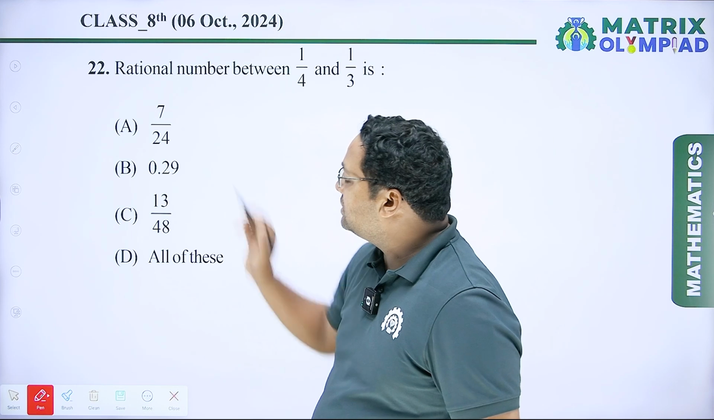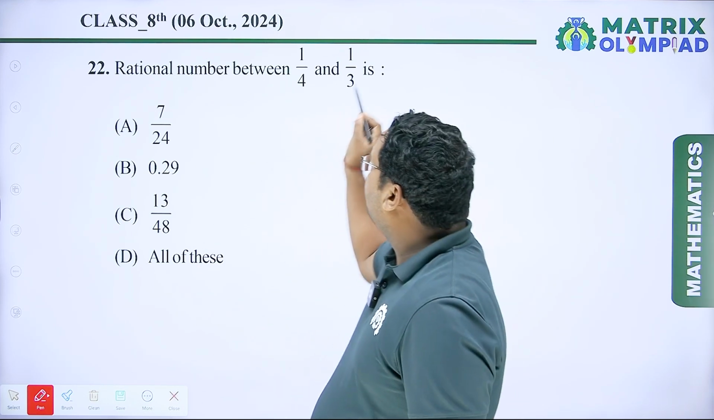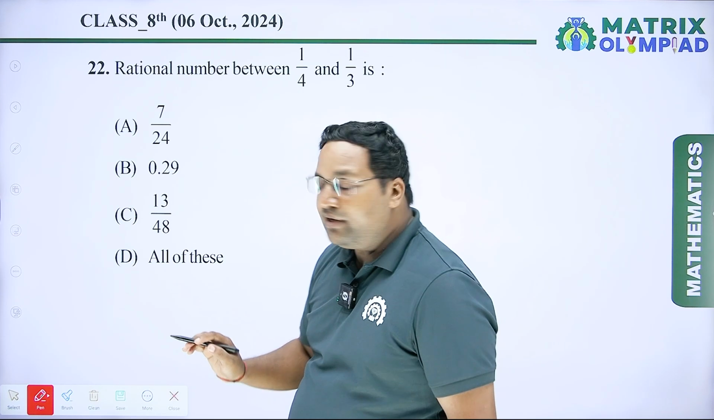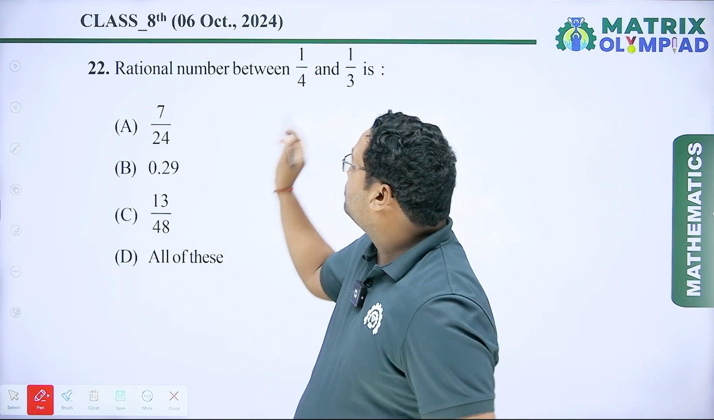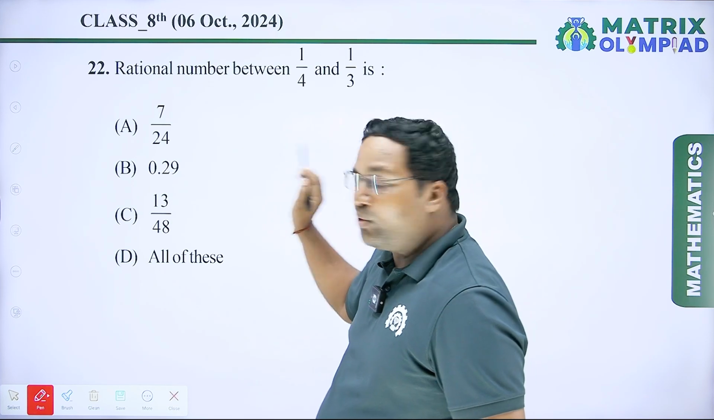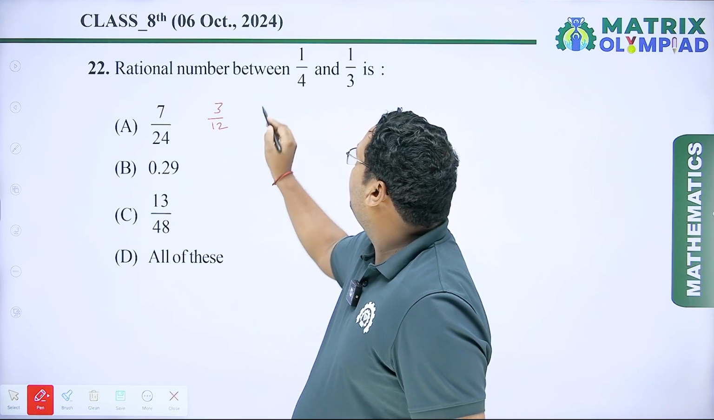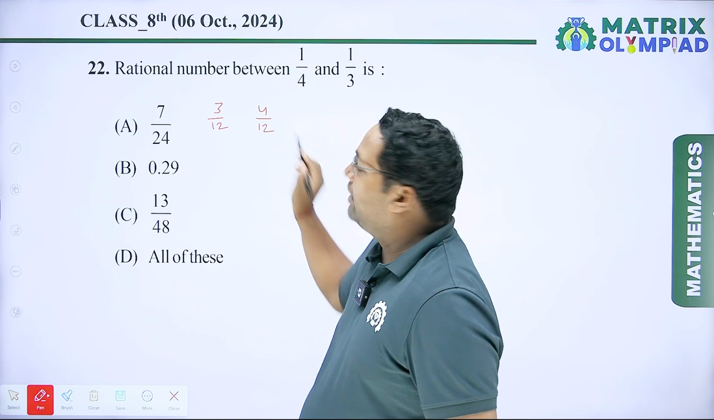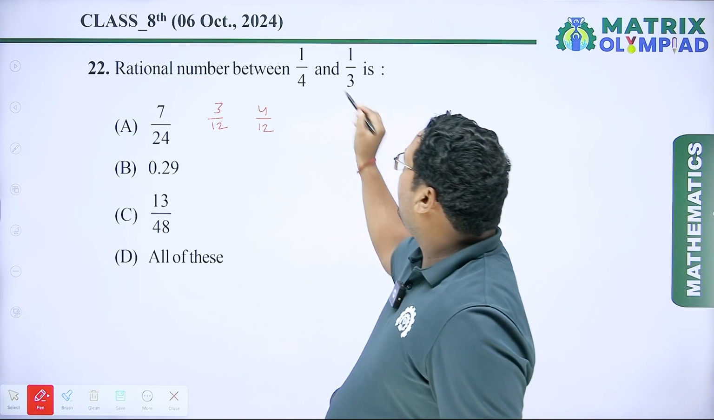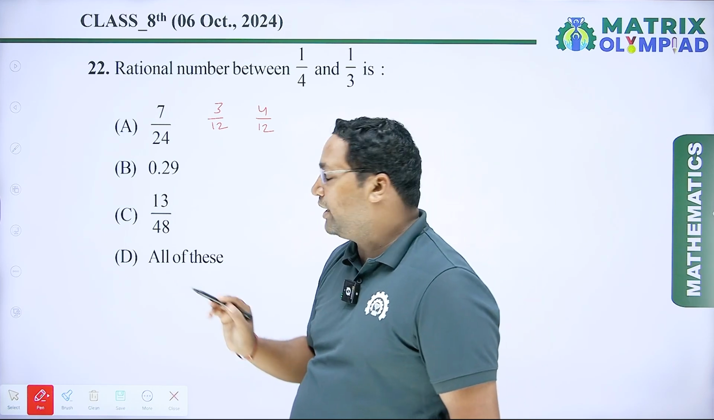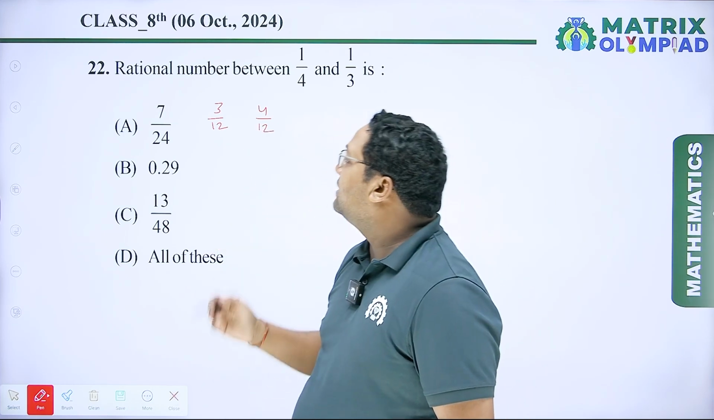So let's check. First is 7 by 24. Yes, 7 by 24 is between the rational numbers 1 by 4 and 1 by 3. When we get the rational number between 1 by 4 and 1 by 3, first we make the denominators equal. So here it is 3 upon 12 and 4 upon 12. We have to multiply 1 by 4 by 3 and 1 by 3 by 4 in numerator and denominator. So we will get 3 by 12 and 4 by 12.